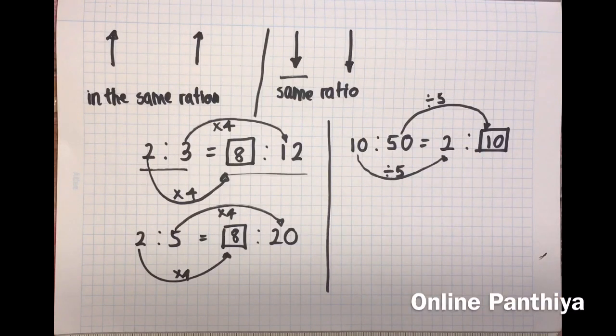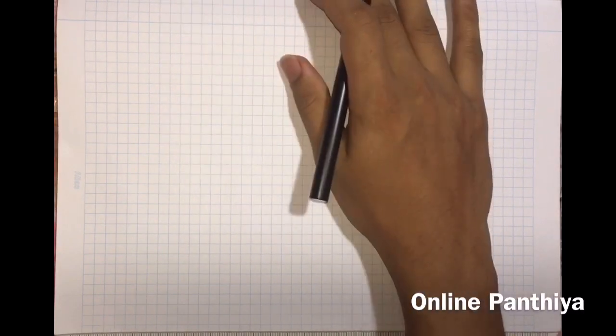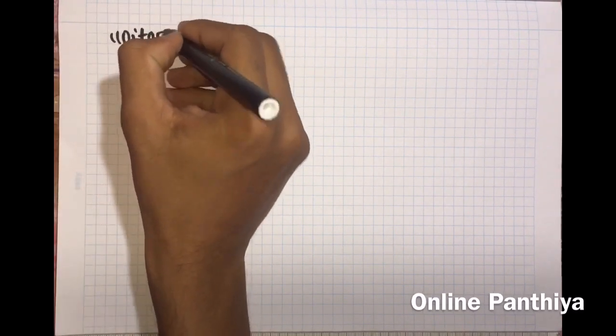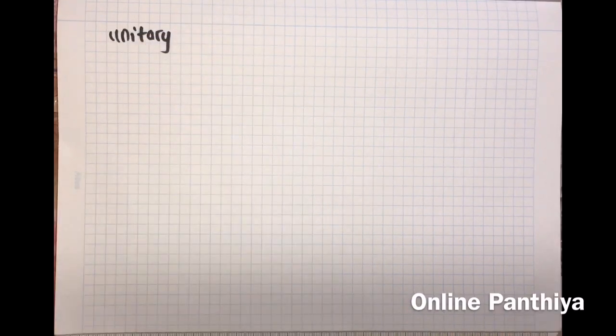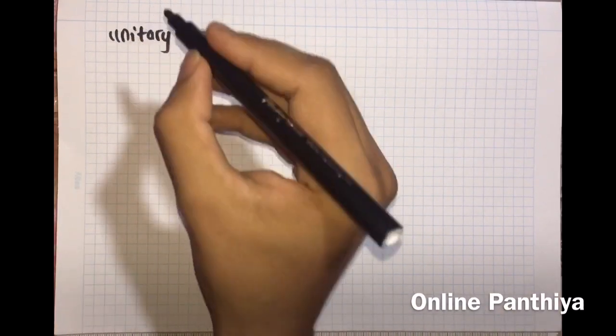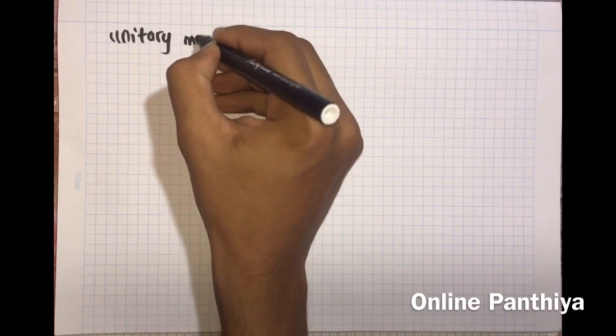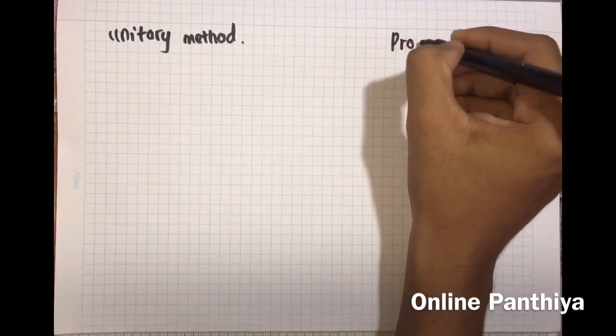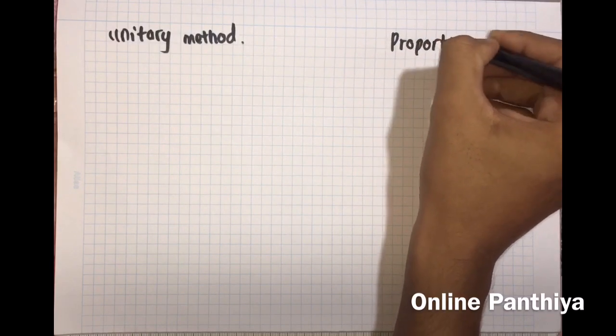Okay, now using this you have problems to be solved. You can solve it in two methods. Okay, one is the unitary method or using proportion. Now unitary method means it is like finding the value for one and then finding the answer for all. Okay, unit means just one. Unitary method or the proportion method we studied now. Well, let us just solve two examples and check.